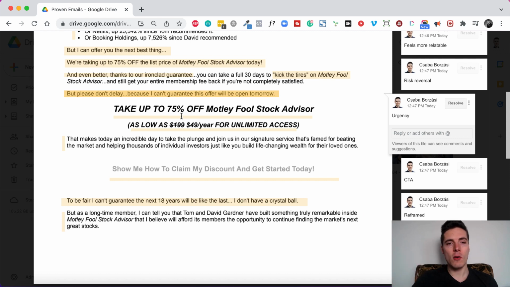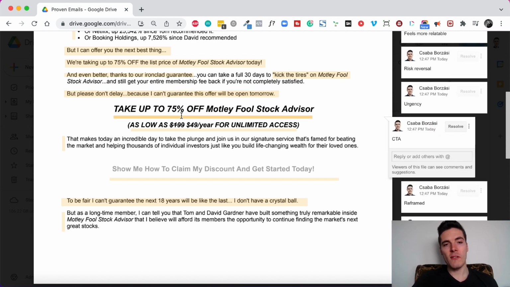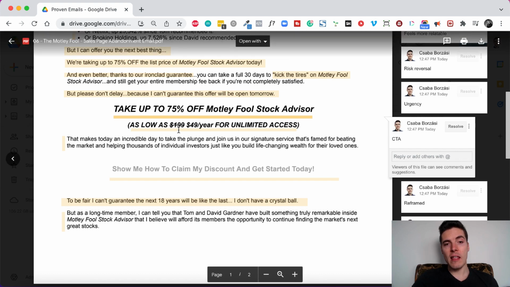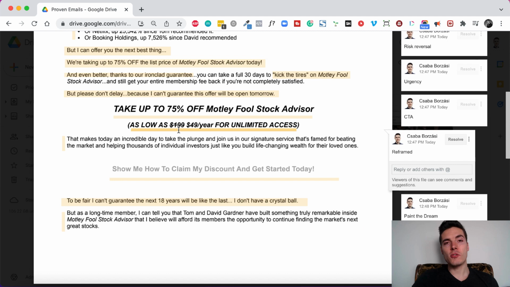And then here you go, classic call to action: take up to 75% off Motley Fool Stock Advisor. And you have a nice little contextualization element which reframes the whole thing. It says, as low as $49 per year for unlimited access. This is just like saying it costs less than a cup of coffee per day or something like that.